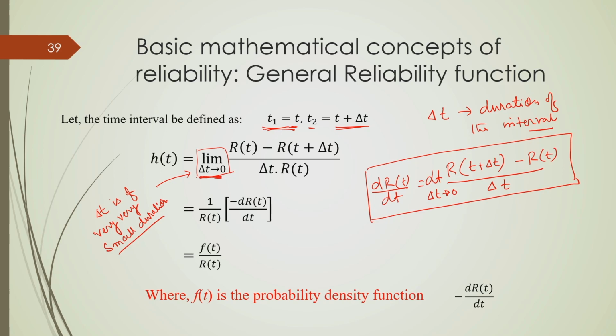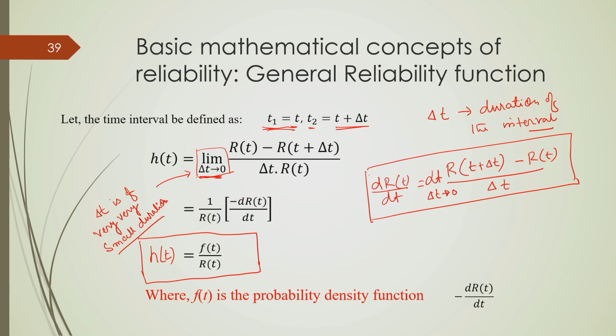Now, why does this negative term come? Because it is a difference of R(t) minus R(t plus del t). If you take the difference R(t plus del t) minus R(t), a negative term comes. So, we get that the instantaneous failure rate or hazard rate is a function of the rate of change of the reliability function R(t) divided by R(t). There is a negative here.